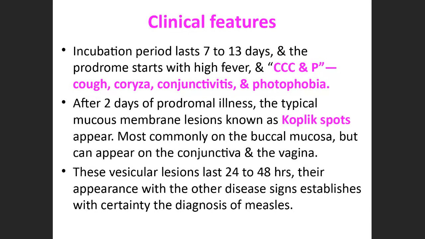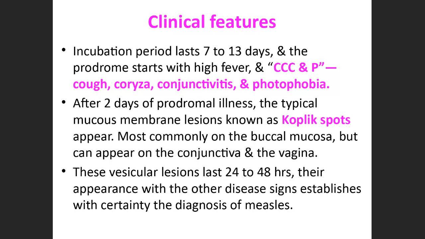It starts with these symptoms. After 2 days, typical mucous membrane lesions known as Koplik spots appear. What are Koplik spots? I will show you an image of Koplik spots. These are tiny white spots on the mucous membrane, on the buccal mucosa. It very commonly appears on buccal mucosa. Apart from that, it can also appear on conjunctiva and vagina.